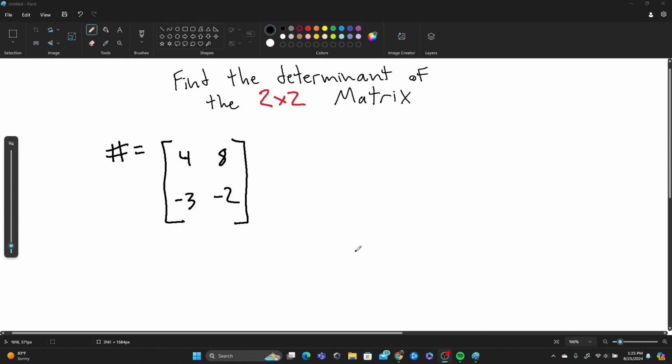Okay, here's one more practice problem. Go ahead and pause the video and find the determinant of matrix # sign.